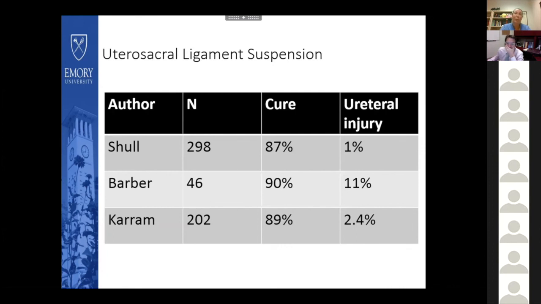So once we put these sutures in, we'll do a cystoscopy. We'll give the patient some indigo carmine, and we will put those sutures on tension. If the ureter stops going, then we'll replace those sutures in a different place. And the reason is the uterosacral ligament is very close to the ureter.